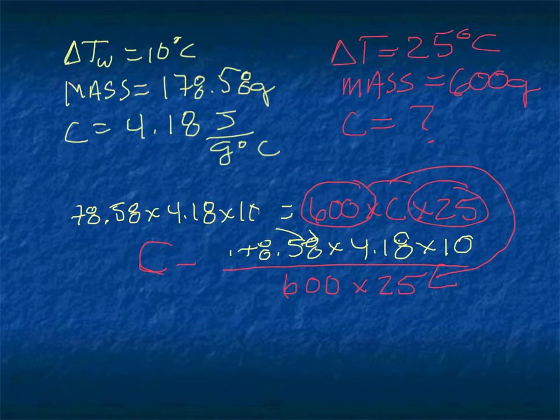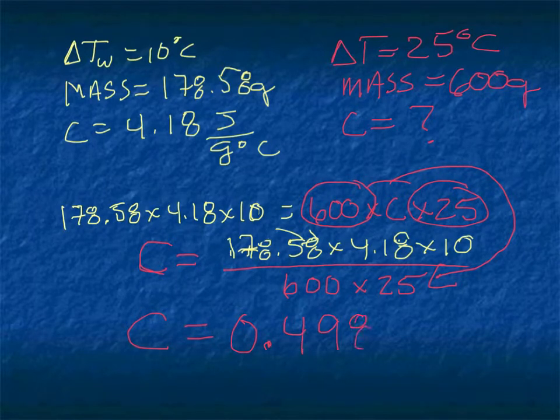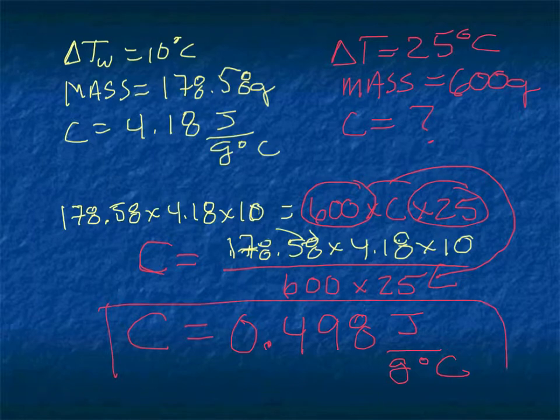So remember, this is C equals, and then I'm going to rewrite this 178, and this is a 178 here. Okay, so you can see where everything comes from now, and then you can solve this for C, and therefore C equals 0.498 joules per gram degree C. So that should be your answer for that problem set. Okay?